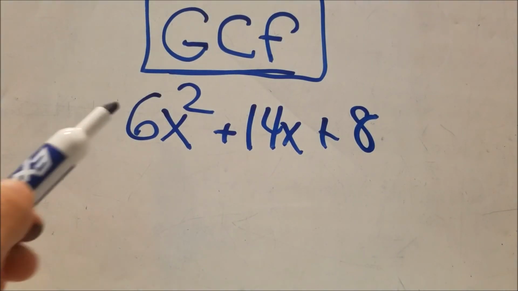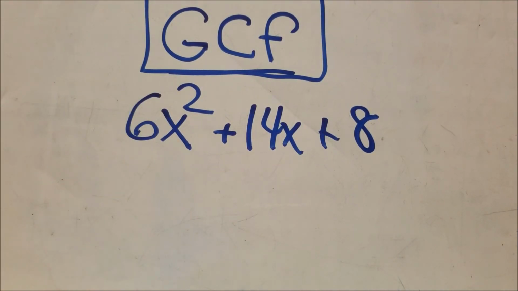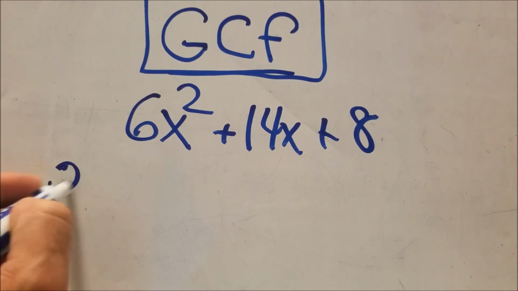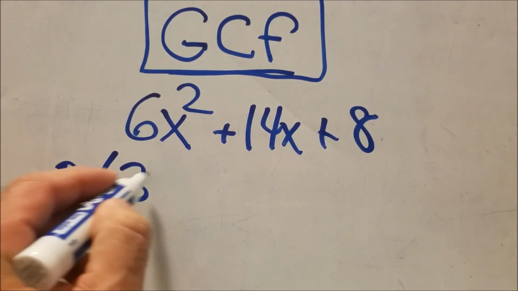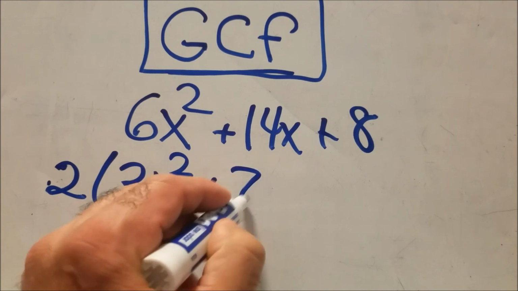Now instead of multiplying 8 and 6, let's make it a little easier. Let's do the GCF first. Let's break this down. So what can we take out? Well, they all share a 2. A 2 goes into all of them, so I can take a 2 out, and then I'll just distribute back. I'll get 3x squared plus 7x plus 4.